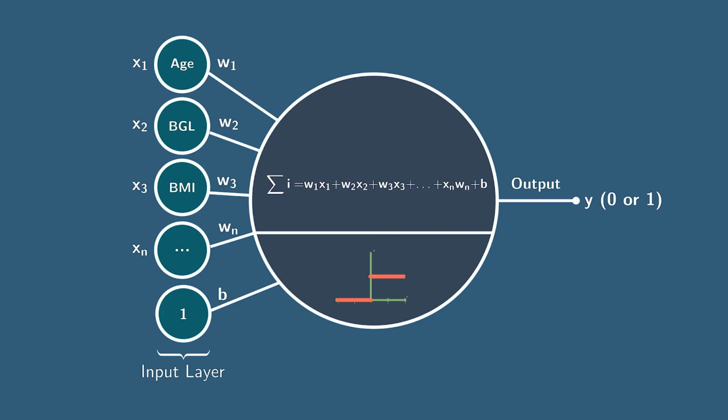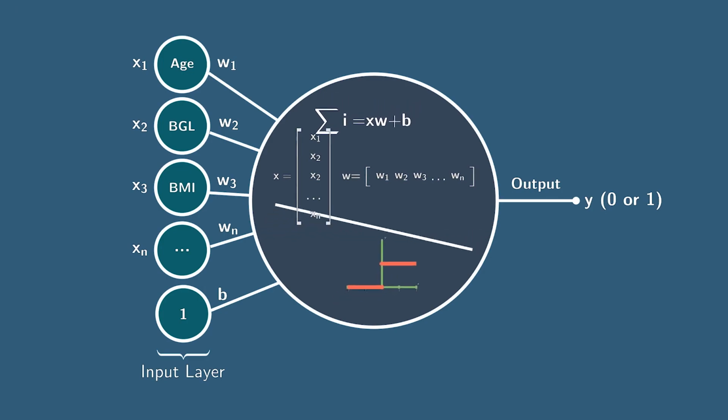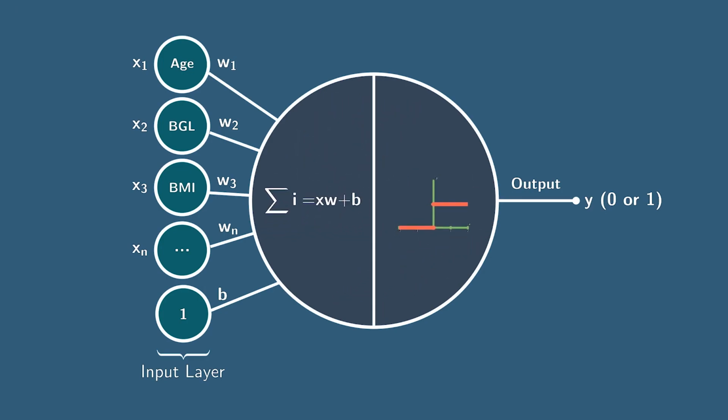In order to keep this equation consistent and simplified, we can simply write the equation in vector form, where x is a column vector containing all the x parameters, and w is a row vector containing all the respective weight values. We will use this simplified vector form equation moving forward.